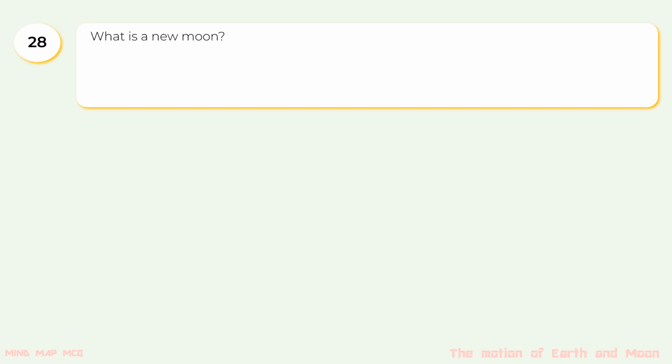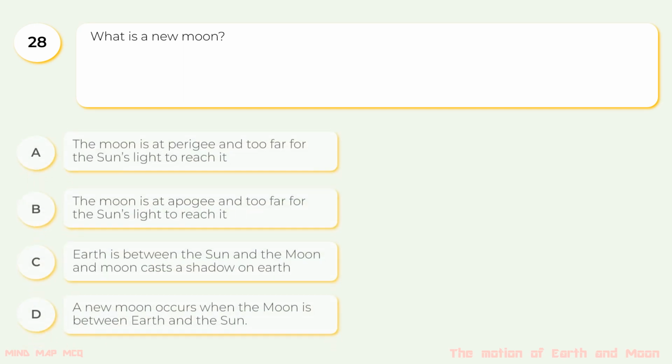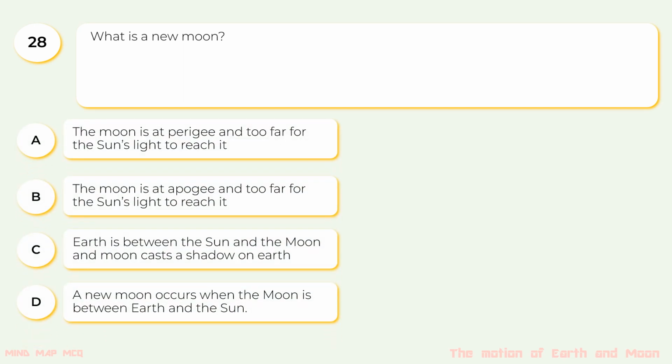28. What is a new moon? Options are A. The moon is at perigee and too far for the sun's light to reach it. B. The moon is at apogee and too far for the sun's light to reach it. C. Earth is between the sun and the moon and casts a shadow on earth. And D. A new moon occurs when the moon is between the earth and the sun. The correct option is D.